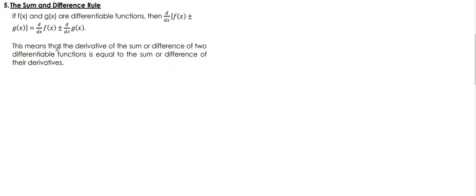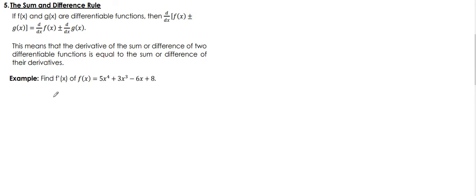Let's proceed to the sum and difference rule. So, if f of x and g of x are differentiable functions, then d dx of f of x plus or minus g of x is equal to d dx f of x plus or minus d dx of g of x. Okay? This means that the derivative of the sum or difference of two differentiable functions is equal to the sum or difference of their derivatives. Okay, let's have an example.